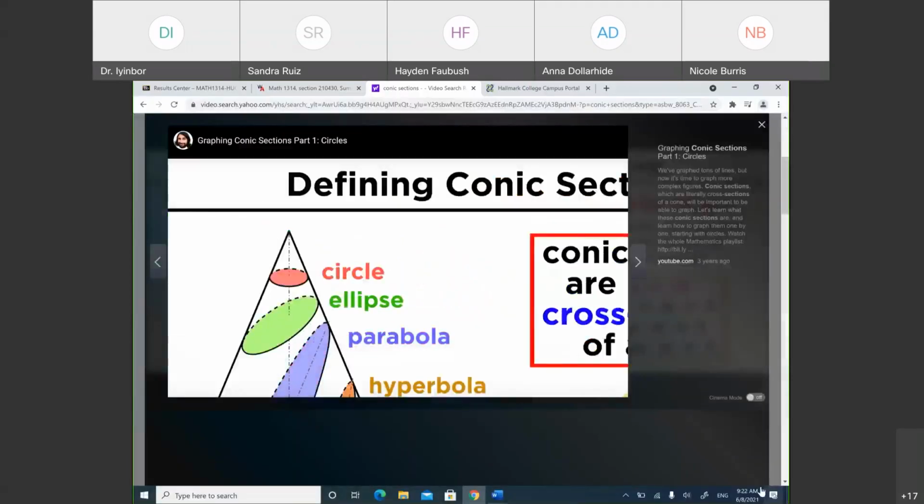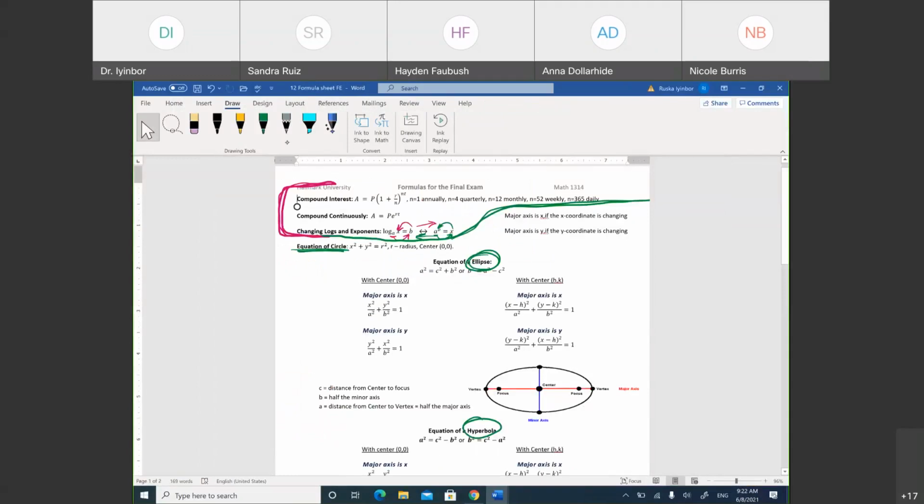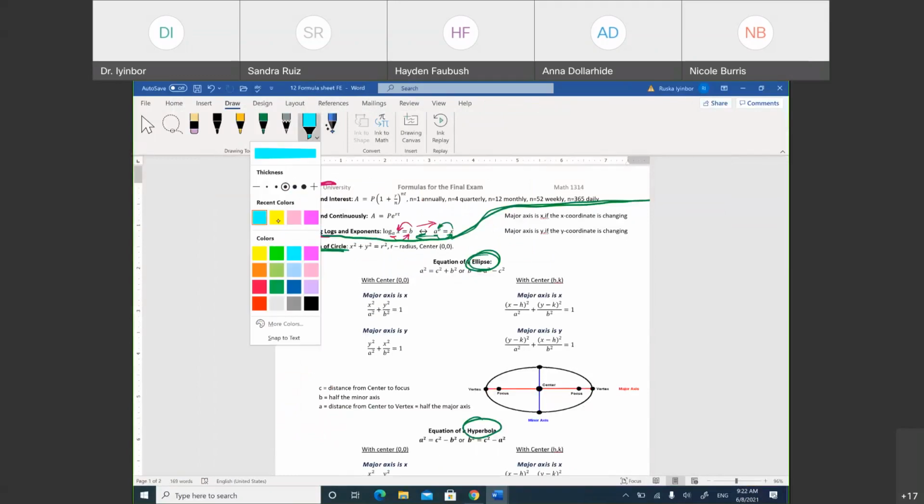So I'm going to go to the formula sheet because in the formula sheet you have everything there. So this is the equation of circle. The equation of circle is right here. Okay? So the equation is x squared plus y squared equals r squared. And r is the radius of the circle.